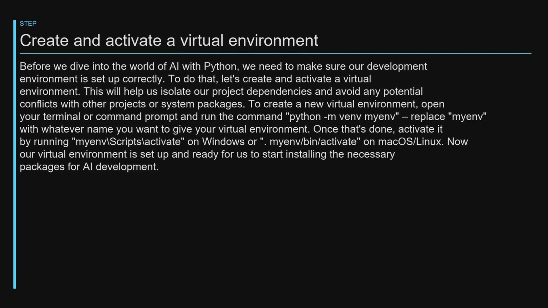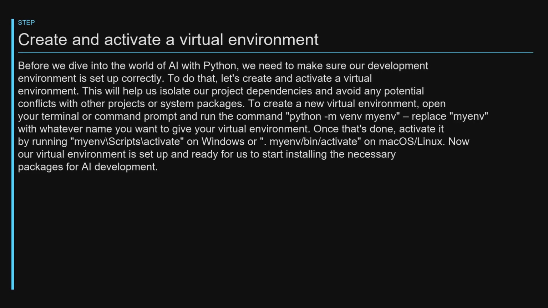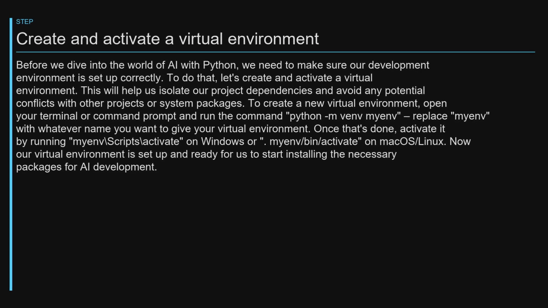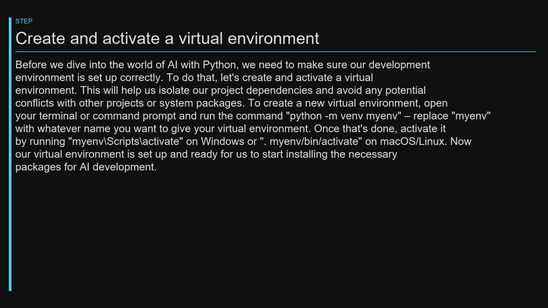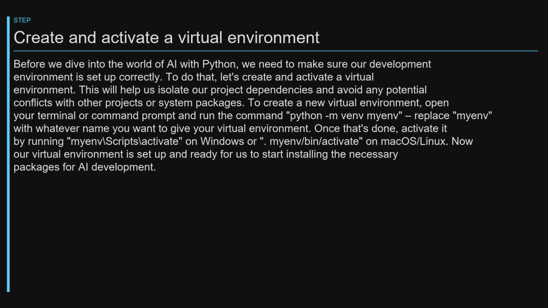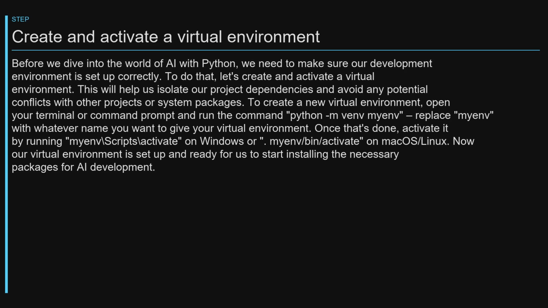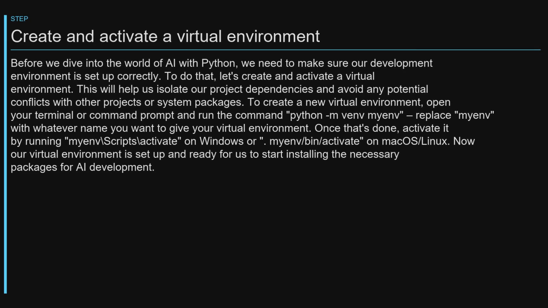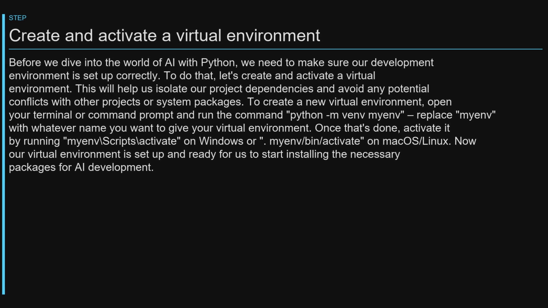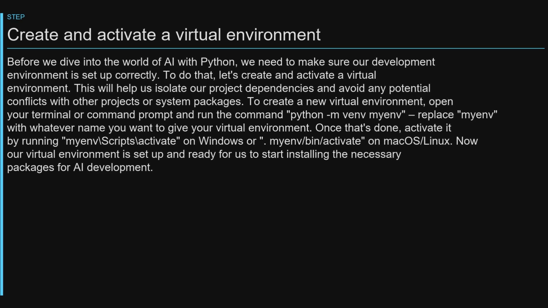To create a new virtual environment, open your terminal or command prompt and run the command python -m venv myenv, replacing myenv with whatever name you want to give your virtual environment. Once that's done, activate it by running myenv\Scripts\activate on Windows, or source myenv/bin/activate on macOS or Linux. Now our virtual environment is set up and ready for us to start installing the necessary packages.